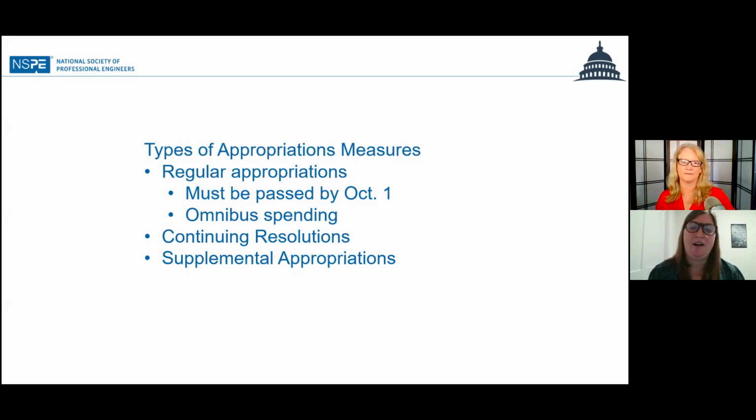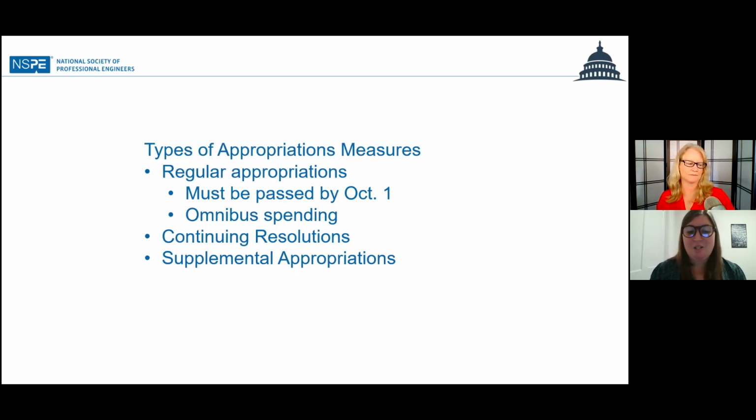In a lot of cases, each individual bill will be combined into a larger spending package, also called an omnibus spending bill. Instead of voting on 12 individual bills, the House and Senate might only have to vote on one or two, depending on how they choose to package them together.